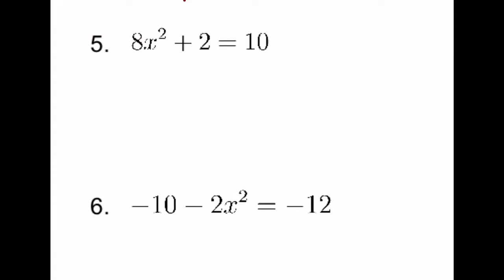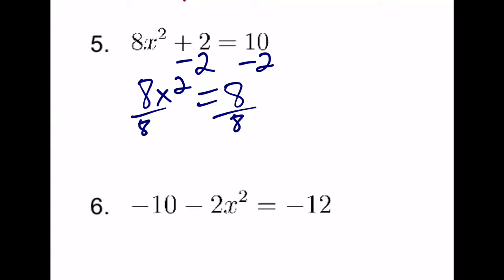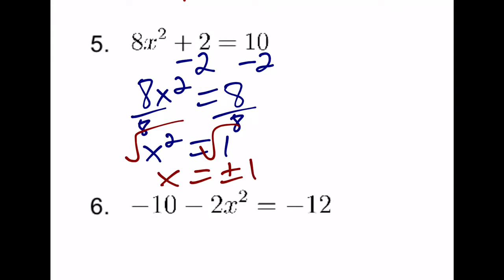This next section, things get a little more complicated. We subtract 2 from both sides, and we end up with 8x squared is equal to 8. We divide both sides by 8. X squared is equal to 1. When we take the square root of both sides, we get x is equal to plus or minus 1.